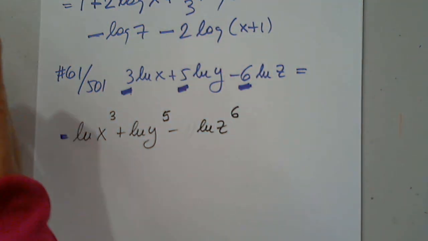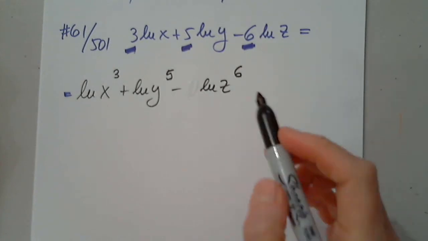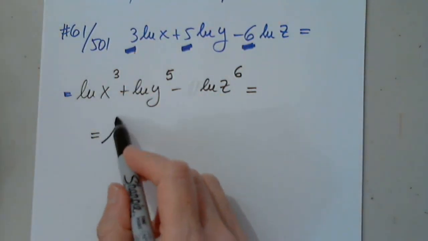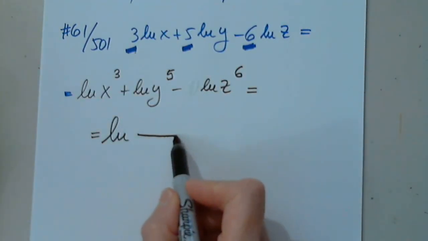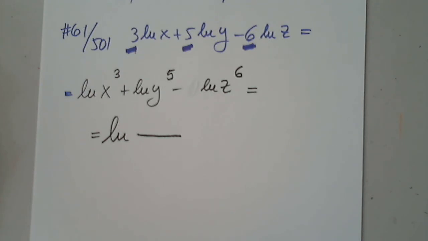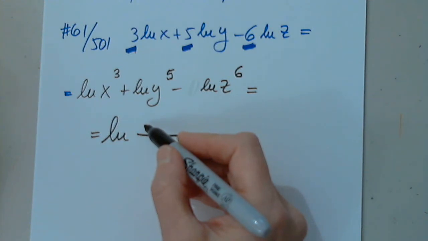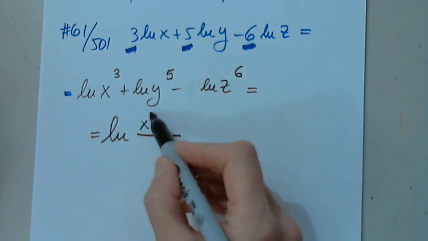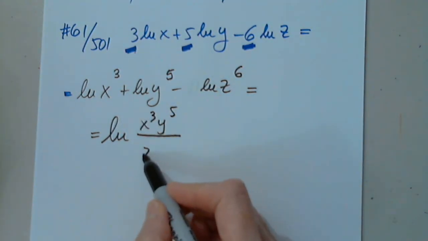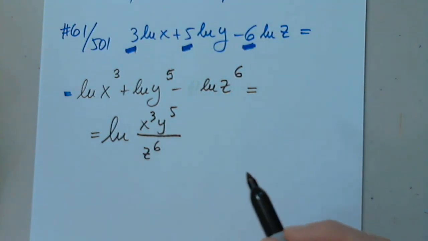Good. How many have a negative in front? How many have positive in front? How many will go to the top? How many will go to the bottom? Anyone would like to give it a try? X cubed y to the 5th over, is that a z? Z to the 6th. Sorry about that, my handwriting. Yes, brilliant. Thank you. That's it.